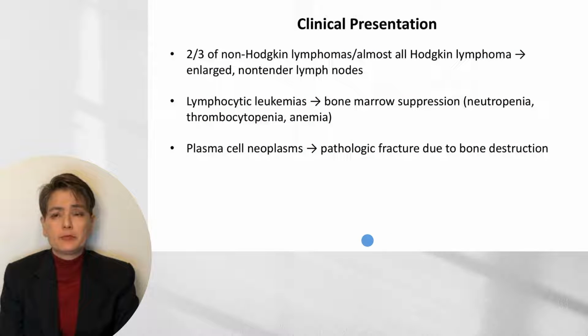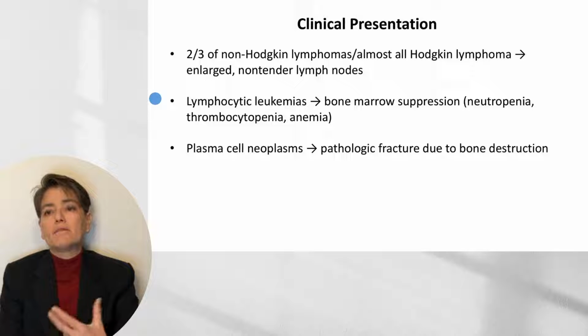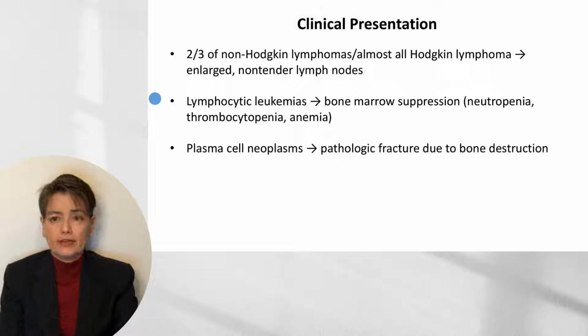Now, these different types of malignancies will have different clinical presentations. So about two-thirds of our non-Hodgkin lymphomas, as well as almost all of our Hodgkin lymphomas, will present with enlarged non-tender lymph nodes. By contrast, what we'll see in our lymphocytic leukemias is that we're going to get bone marrow suppression. And this is because the bone marrow is filled with blasts, which is going to prevent the production of normal neutrophils, platelets, megakaryocytes, and red cells. So this presentation is typically going to be neutropenia, thrombocytopenia, and anemia.